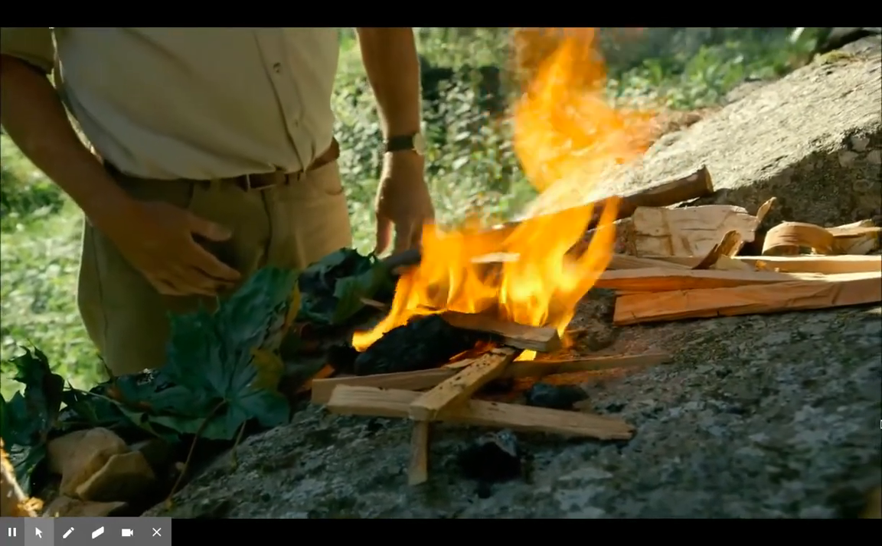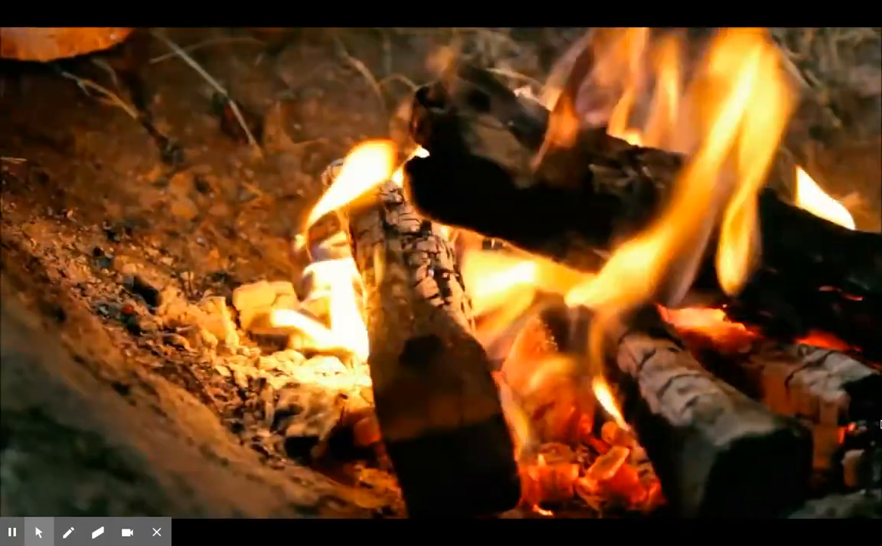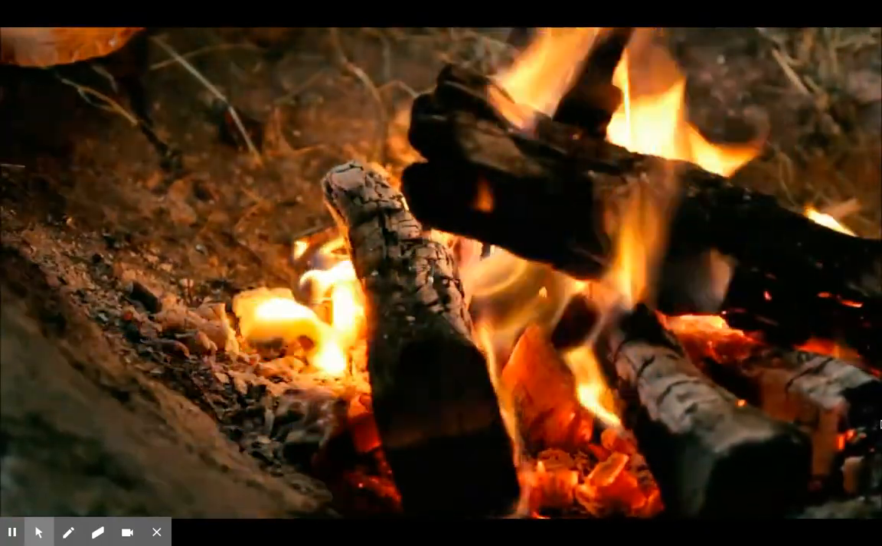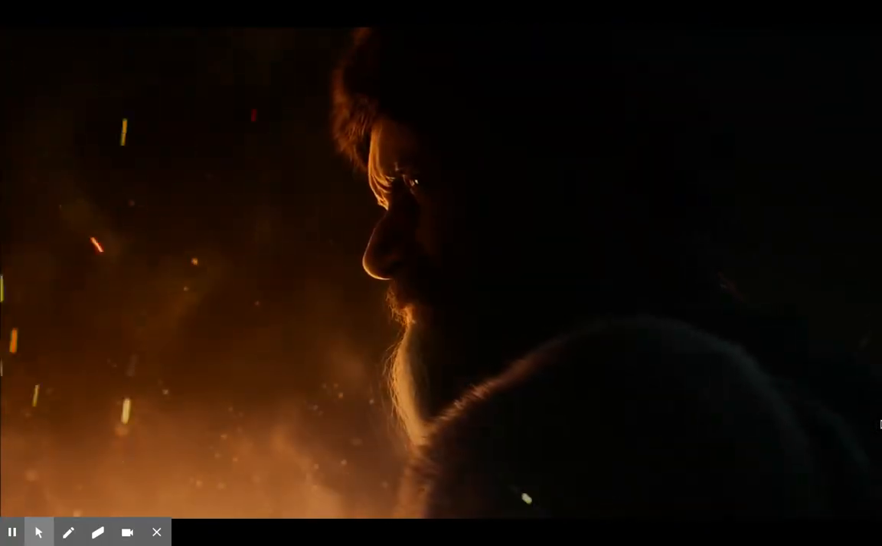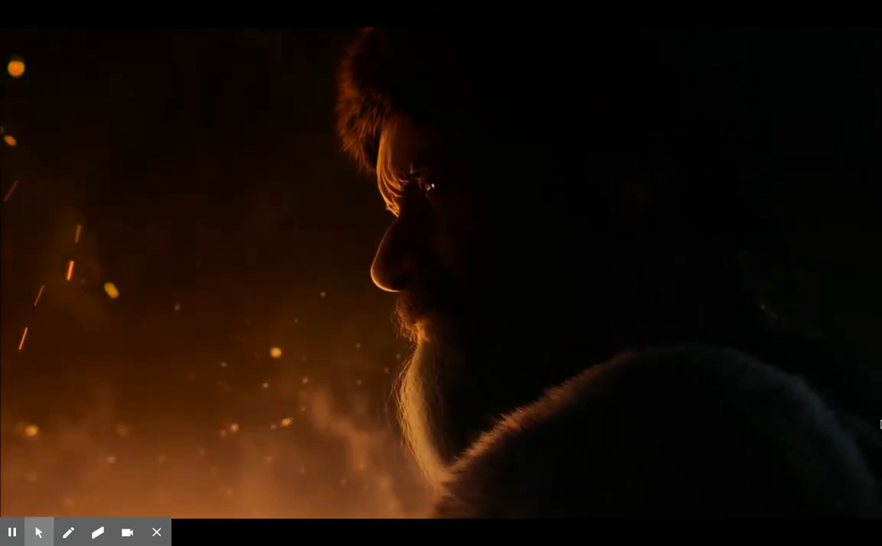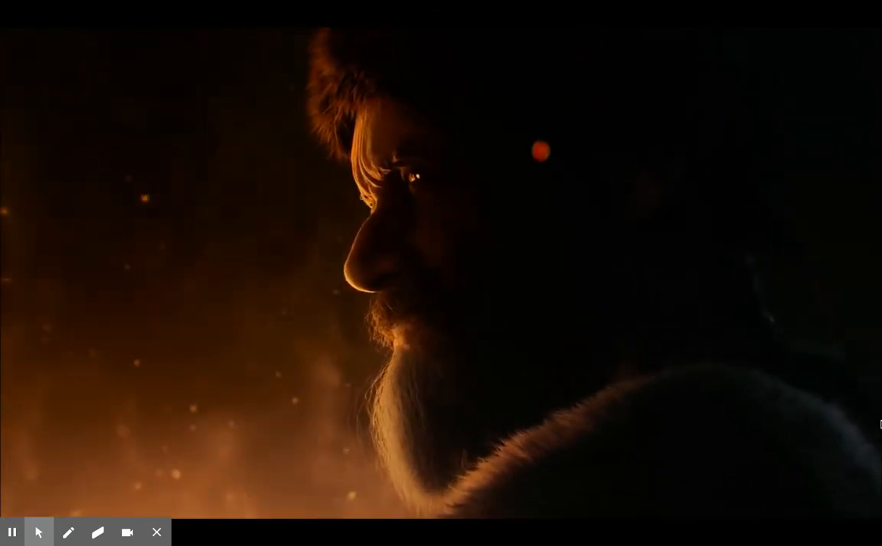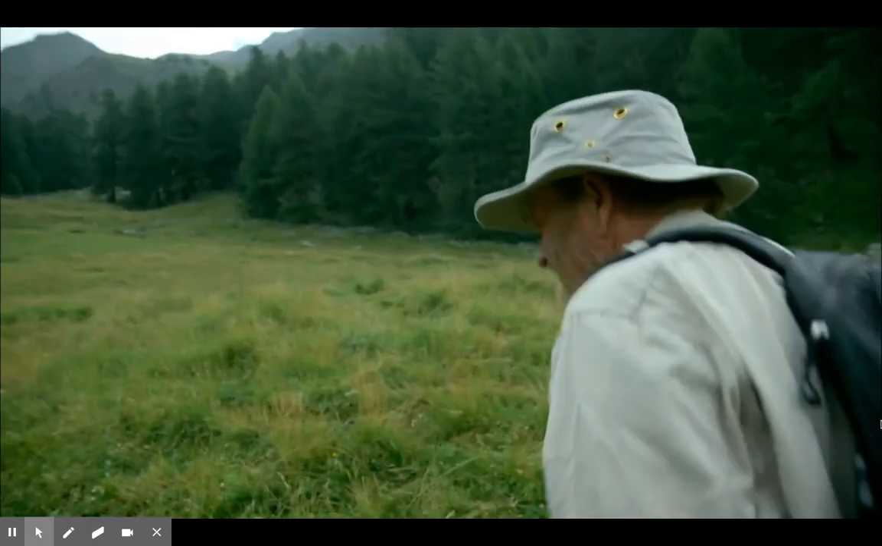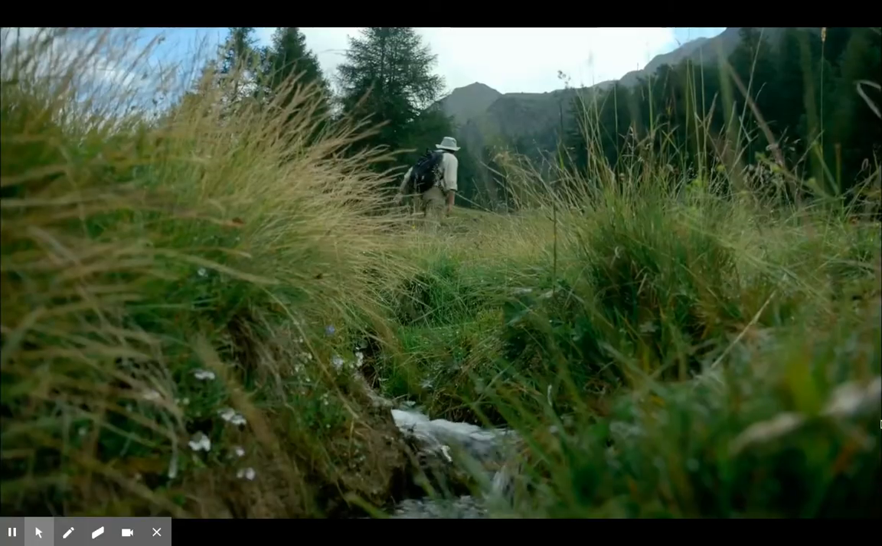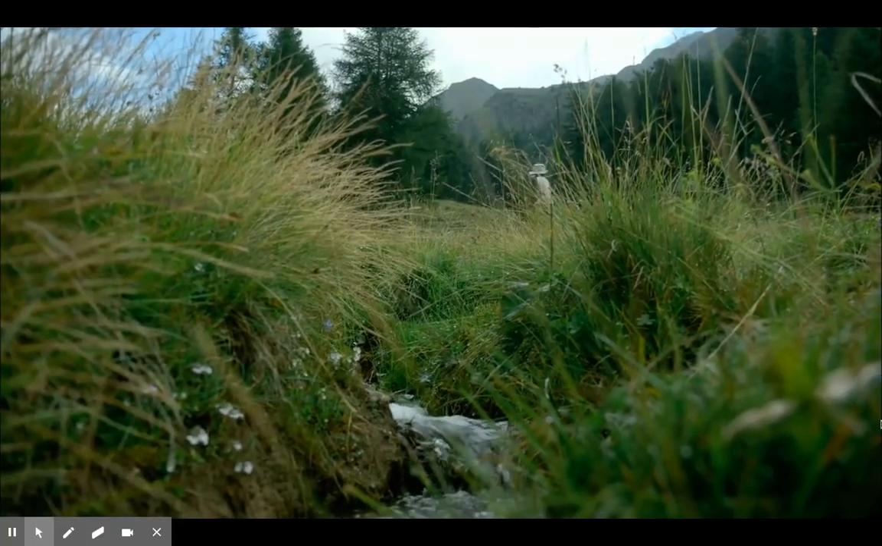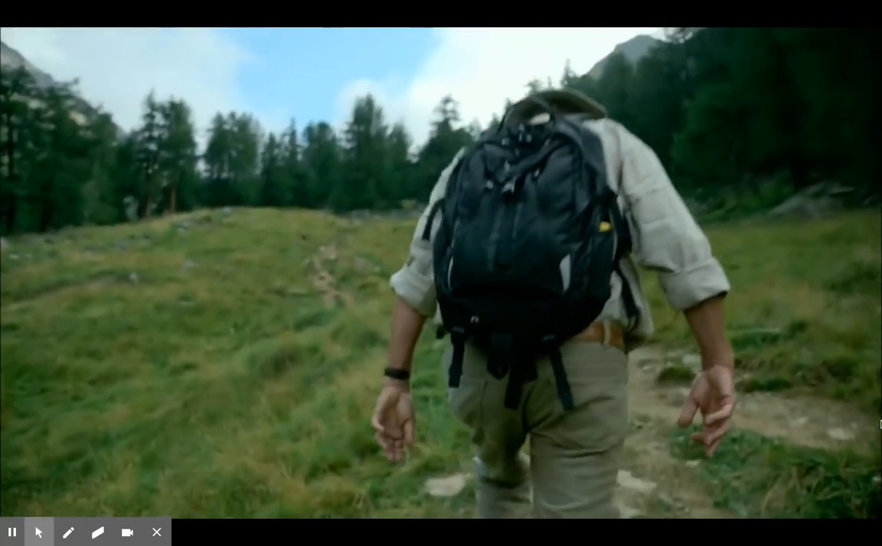Otzi's skill in transporting fire shows us that Neolithic man had the technology to survive the extreme conditions of mountain life. It may explain how he was able to climb so high. But though he may have been warm, it did not mean he was safe.